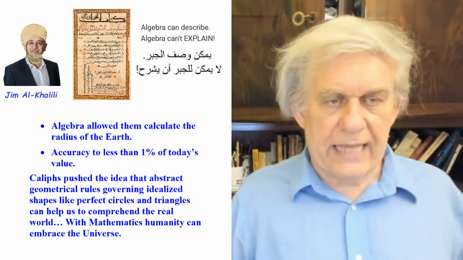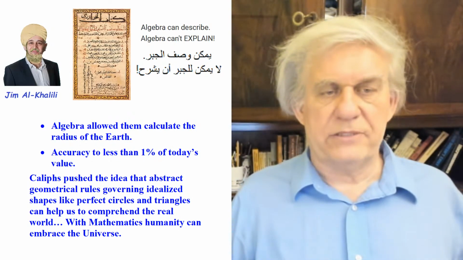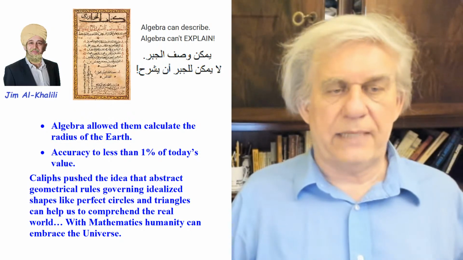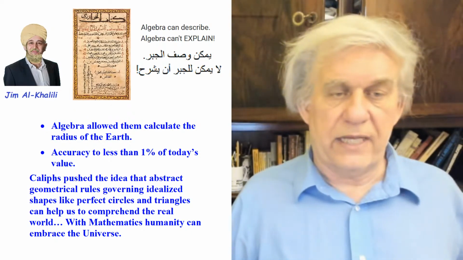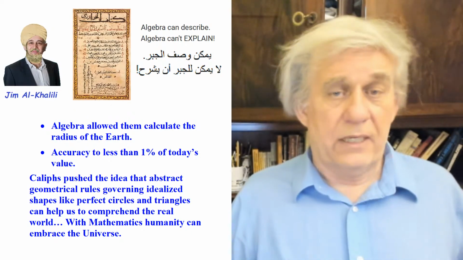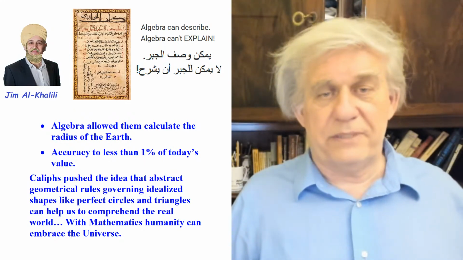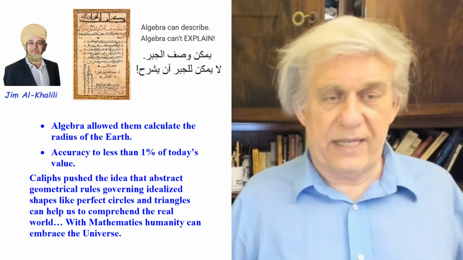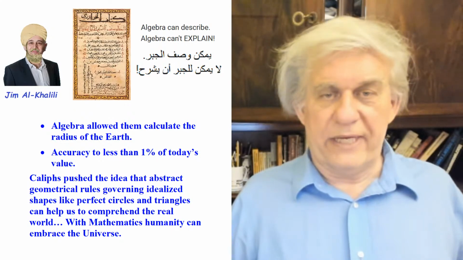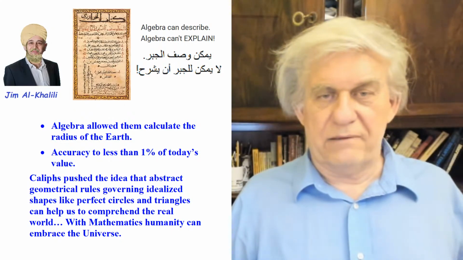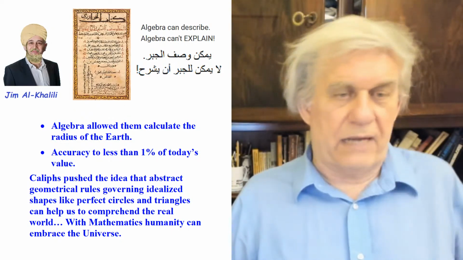Okay. Callis pushed the idea that abstract geometrical rules governing idealized shapes like perfect circles and triangles can help us comprehend the real world. If that's true, we should be geniuses today. And that's not true because today nobody understands the universe. Nobody can tell you how gravity works, how magnetism works, how light works.